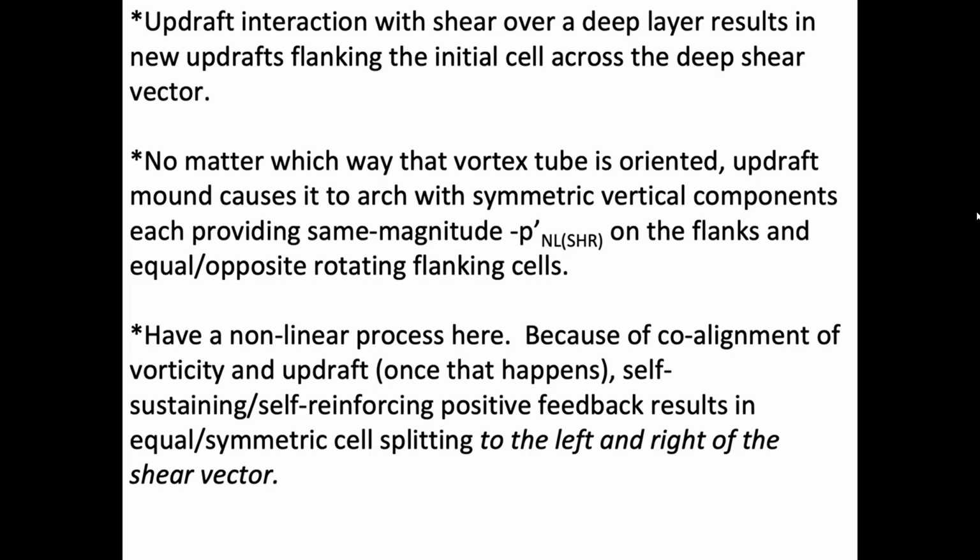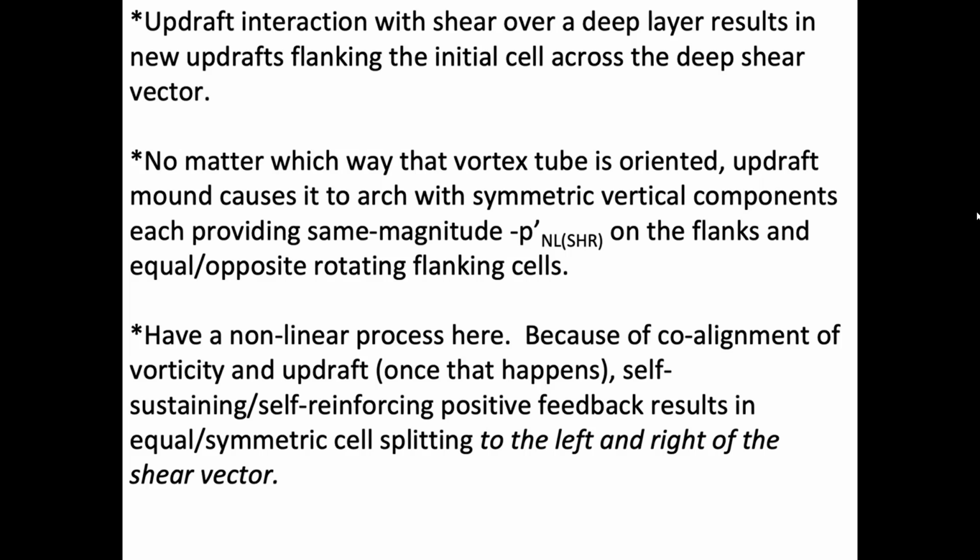No matter which way that vortex tube is oriented, that updraft mound causes the arch of the vortex tubes, and as we said, that nonlinear effect is going to be enhancing updrafts both to the right and to the left of that deep shear vector, regardless, just from the nonlinear shear term alone, of cyclonic versus anticyclonic, because the perturbation pressure is a deficit, as it's proportional to negative zeta prime squared. And so as a result, this explains the process of cell splitting.